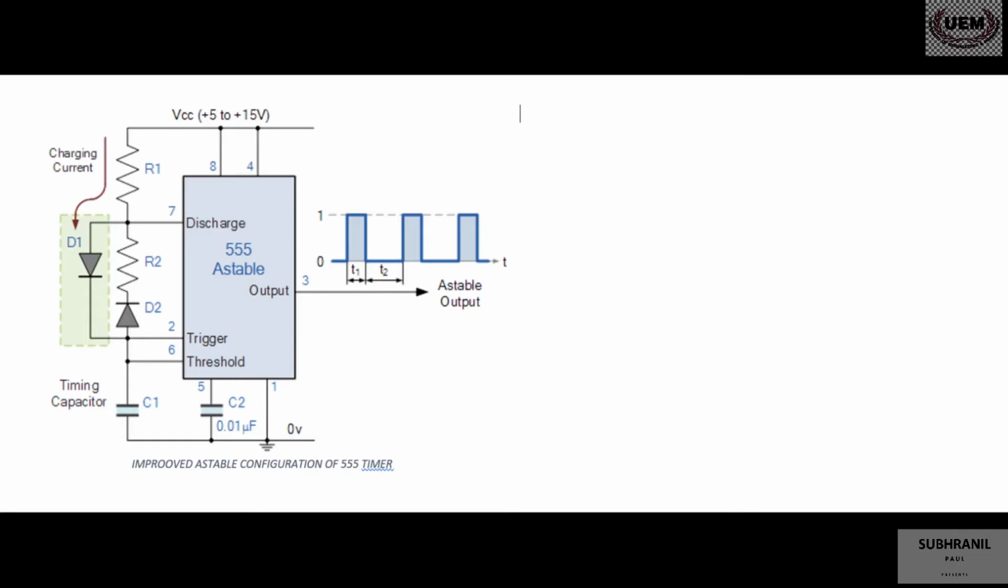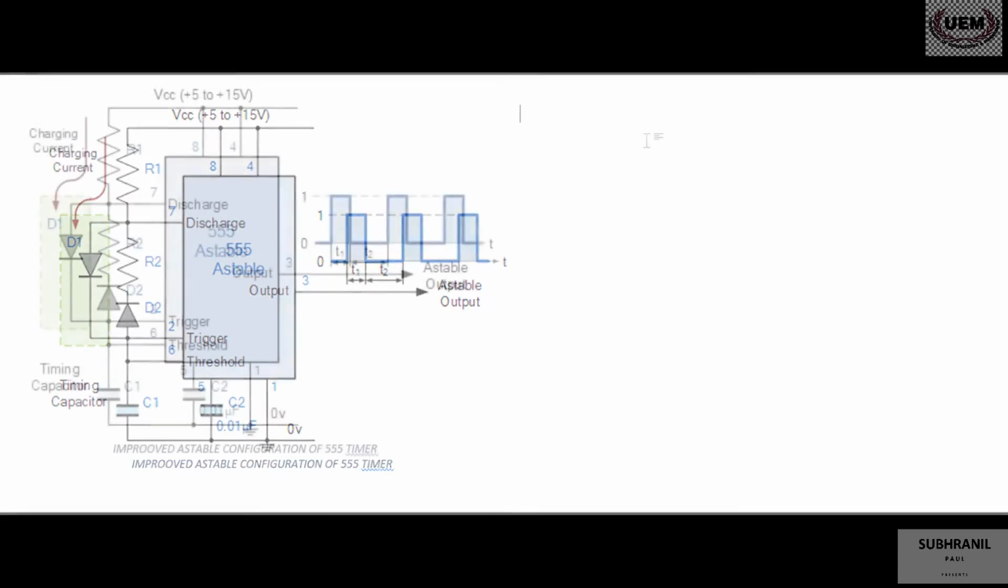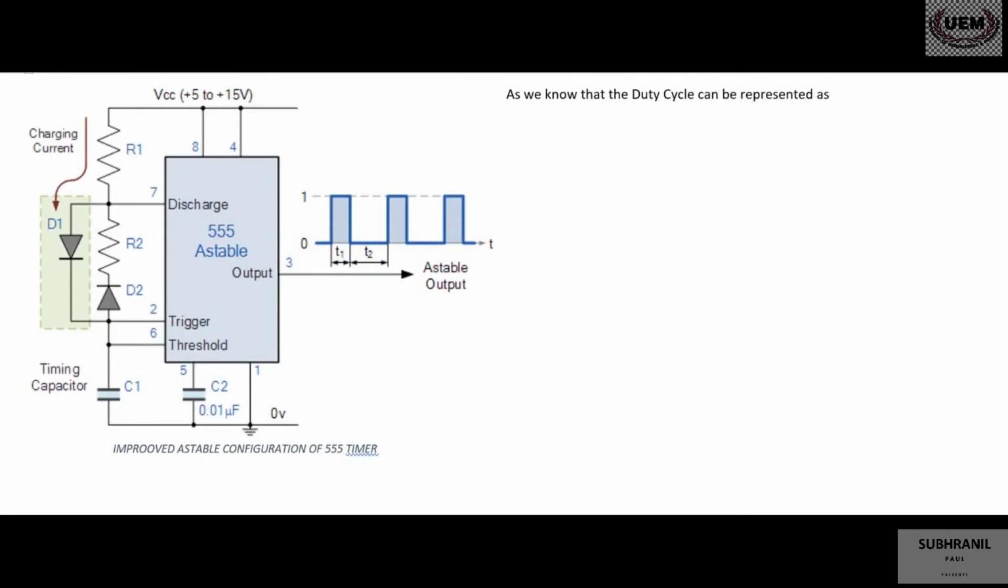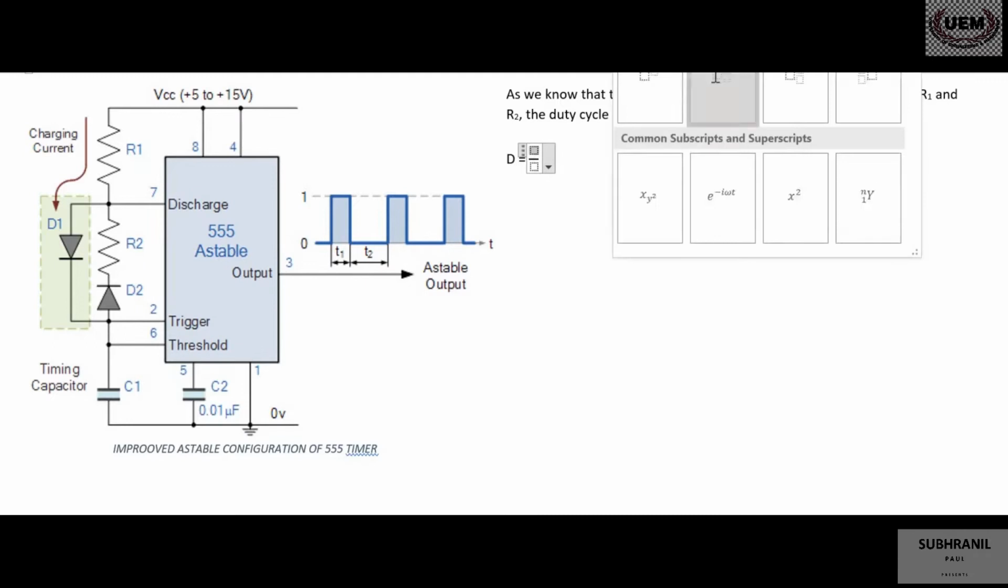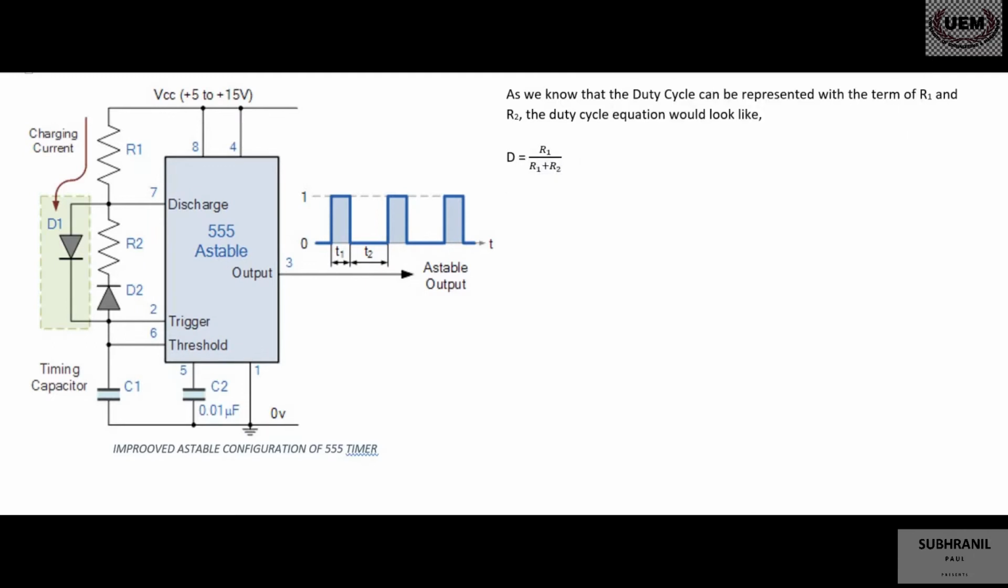During charging time, D2 is in a reverse biased condition and the current flows through R1 and D1. When the timer capacitor stores 2/3 of the source voltage, it starts discharging through D2 and R2 and completes the full process. Now coming to the duty cycle, if it is represented in terms of R1 and R2, the duty cycle equation would look like D is equal to R1 divided by the whole of R1 plus R2.